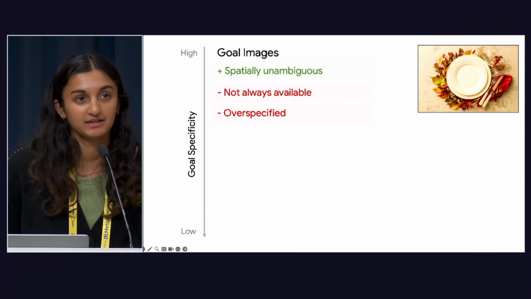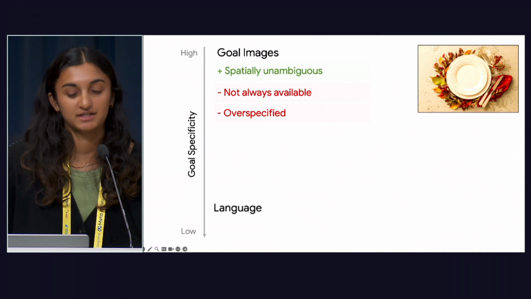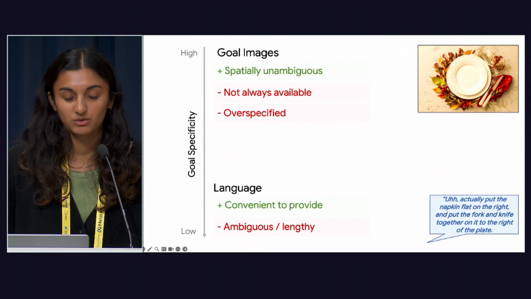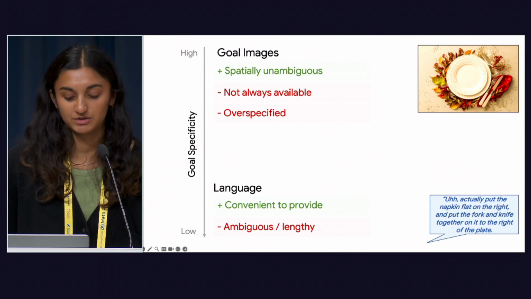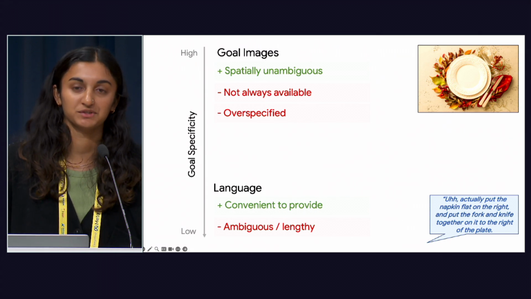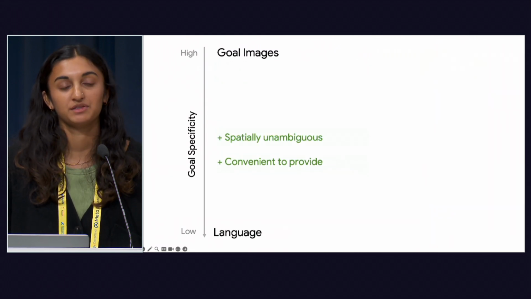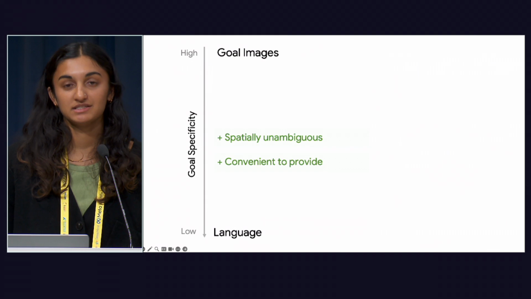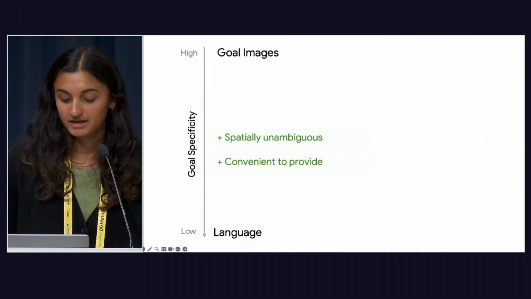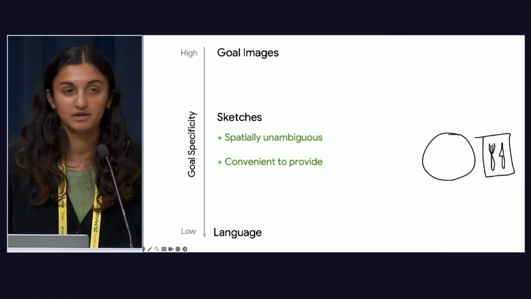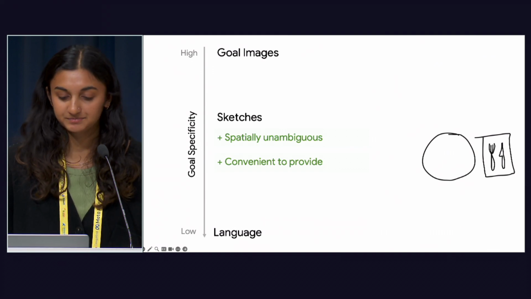And on the other hand, language is super easy for us to give on the fly, but can often be ambiguous or needs to become very lengthy in order to more accurately describe our goals. Ideally, we'd have some goal representation that's both spatially unambiguous and easy to provide on the fly. In this work, we argue that hand-drawn sketches can serve as this happy medium for goal specification.